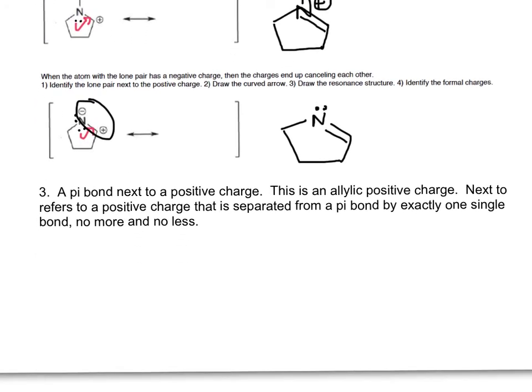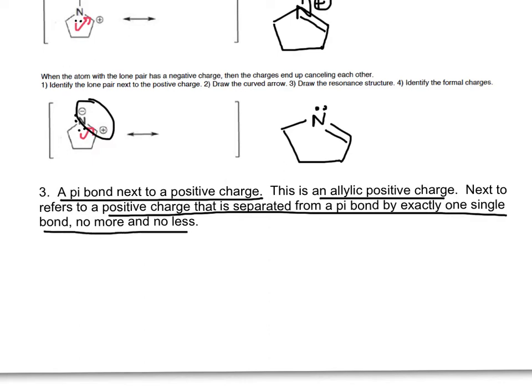The third pattern is a pi bond next to a positive charge. Okay. So this is an allylic positive charge. This is where I was identifying resonance above when I wasn't supposed to. So again, next to refers to a positive charge that is separated from a pi bond by exactly one single bond, no more, no less.